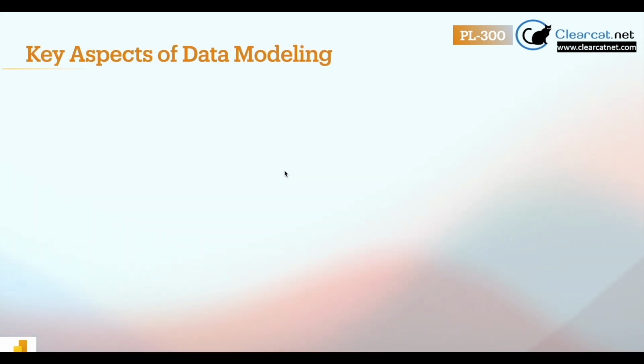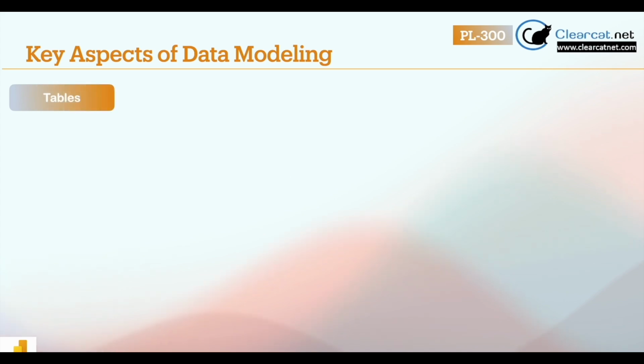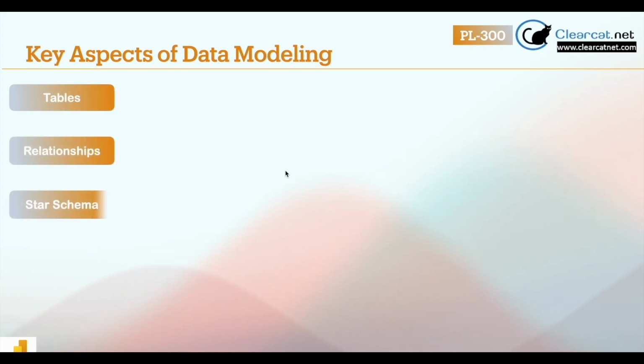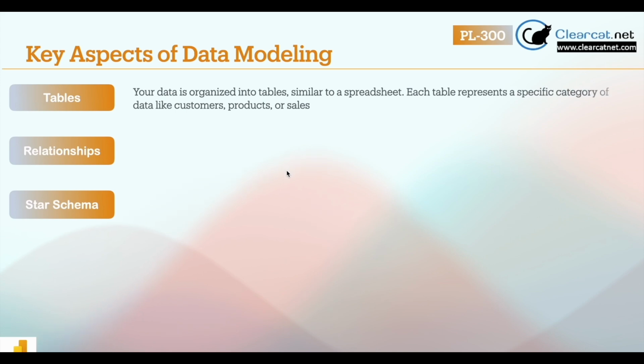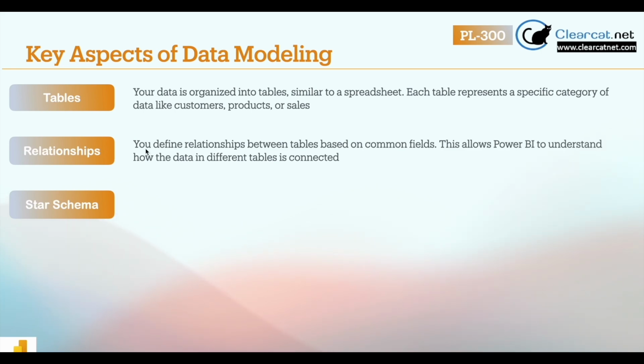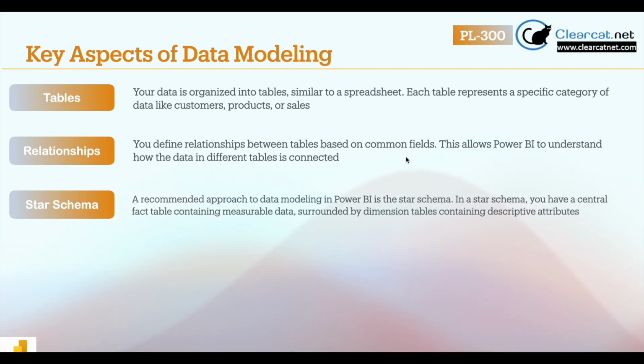Key aspects of data modeling. Three key aspects are there: table, relationships, and star schema. Table: your data is organized into tables similar to a spreadsheet. Each table represents a specific category of data like customers, product, and sales. Relationship: you define relationships between tables based on a common field. This allows Power BI to understand how the data in different tables is connected to each other.